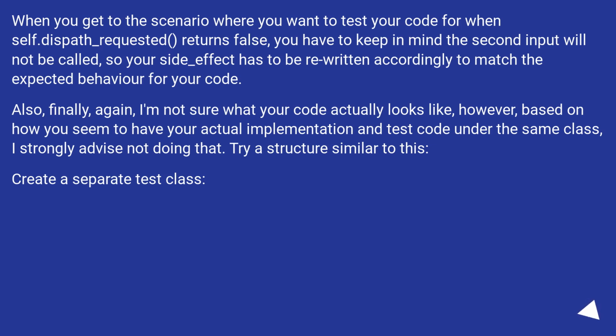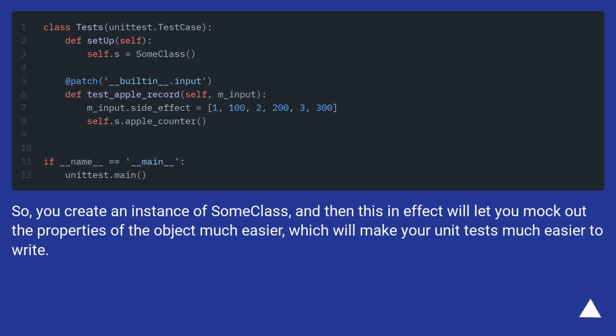Also, finally, again, I'm not sure what your code actually looks like. However, based on how you seem to have your actual implementation and test code under the same class, I strongly advise not doing that. Try a structure similar to this. Create a separate test class. So, you create an instance of some class, and then this in effect will let you mock out the properties of the object much easier, which will make your unit tests much easier to write.